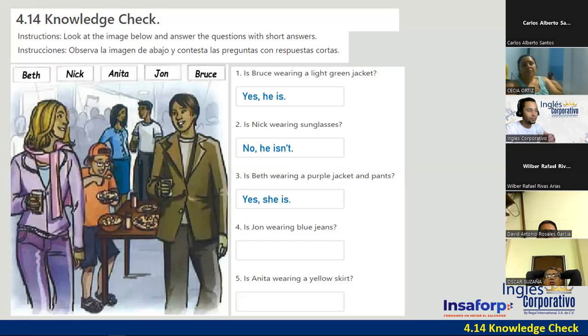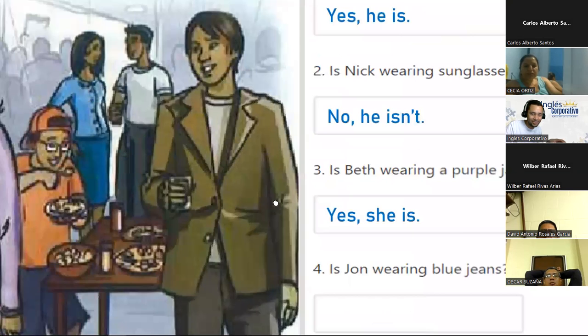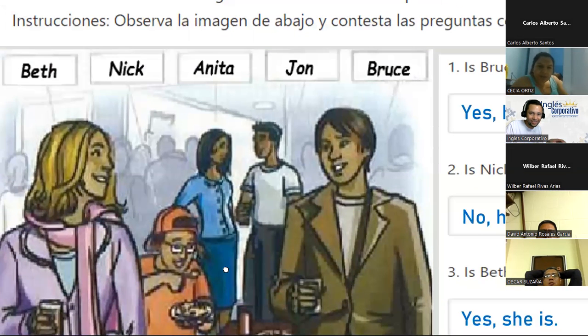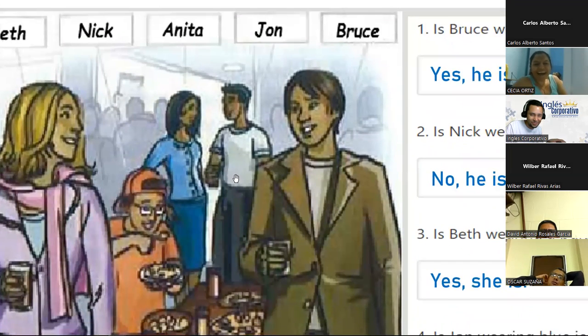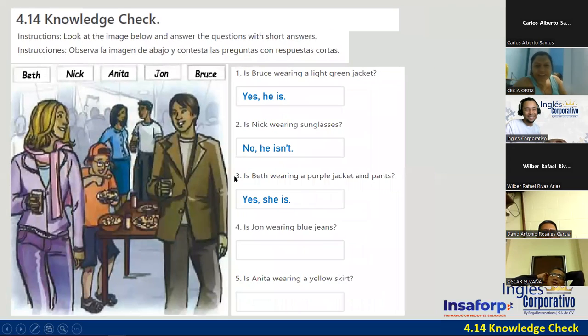Yes, he is. Is he? John? Are you sure? Is John wearing blue jeans? Yes, he is. Is he really? This guy here, John? I don't think so. No tiene blue jeans. No me parece. No, entonces no, he's not. No, he isn't. Okay, thank you, Cecia.